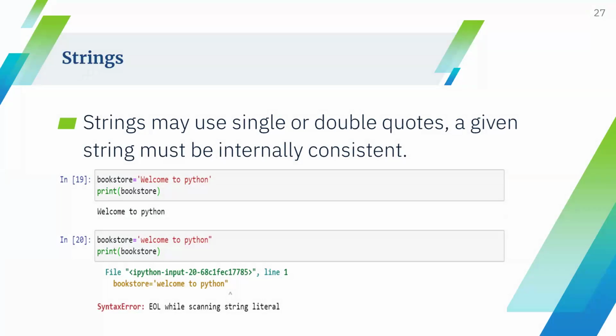But here we can use double quotes or single quotes. Python says the string must be consistent: you cannot start with single quotes and end with double quotes. If you start with single quotes, the string should end with single quotes; if you start with double quotes, it should end with double quotes. So this is how we declare a string for a variable, like bookstore equal to welcome to Python, then print bookstore. Got it? So this is how we print.